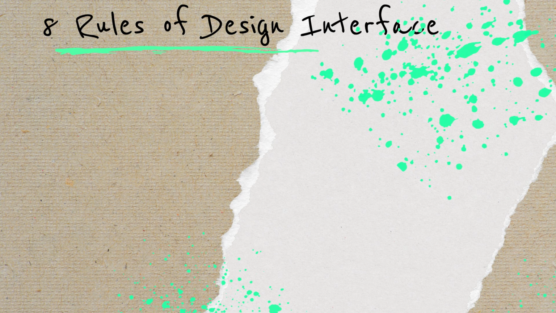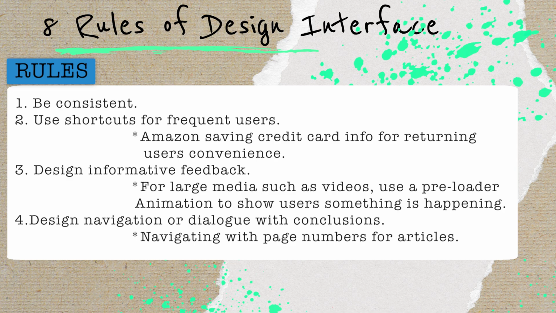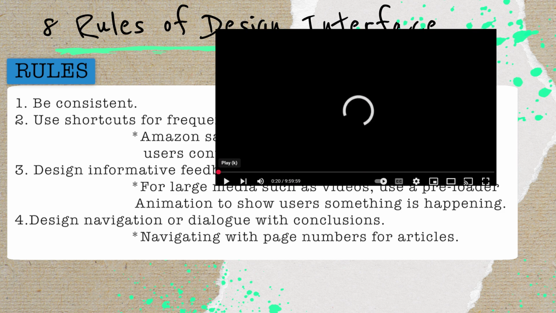Let's go over 8 key rules of interface design. 1. Be consistent. Repetition builds familiarity and trust. 2. Use shortcuts. Save time for experienced users, like Amazon storing card info. 3. Design informative feedback. Show users the system is working, like YouTube's loading icon.